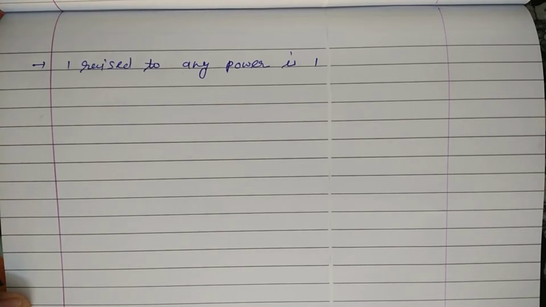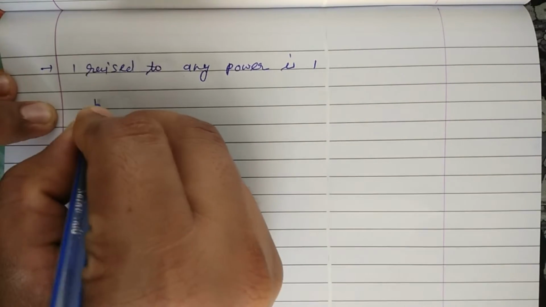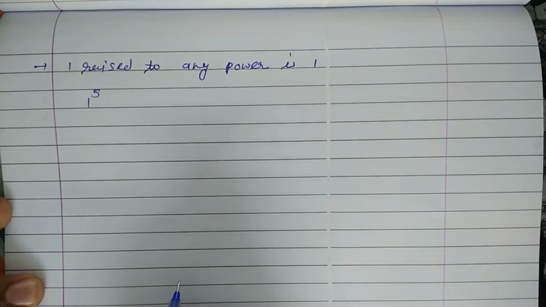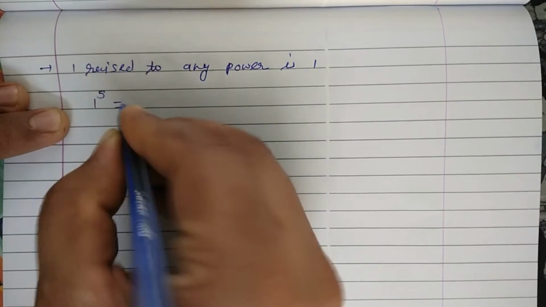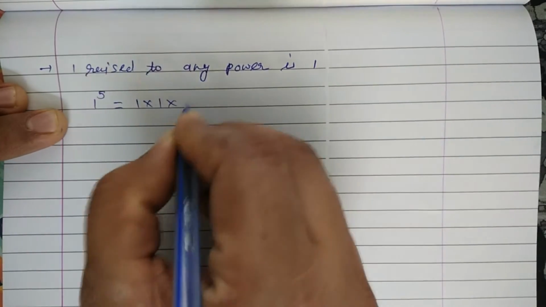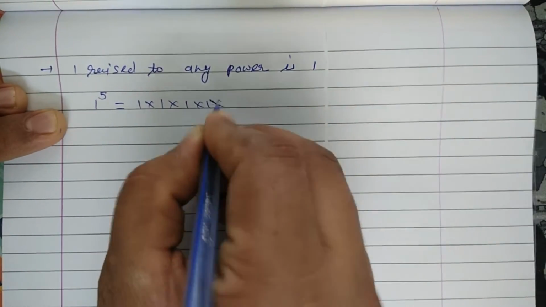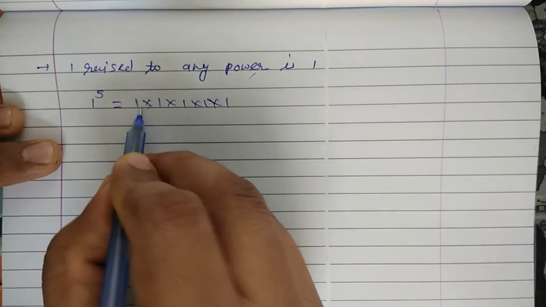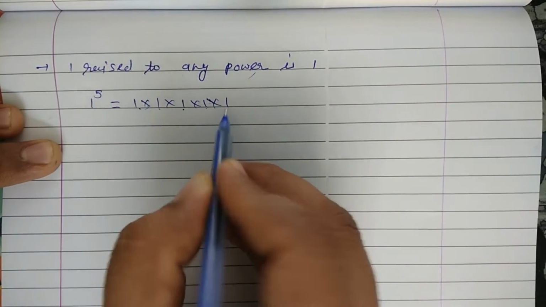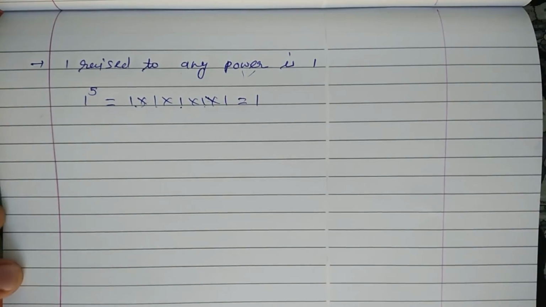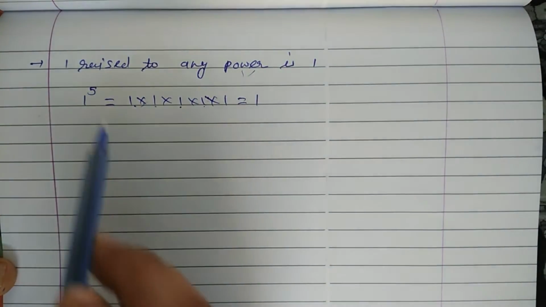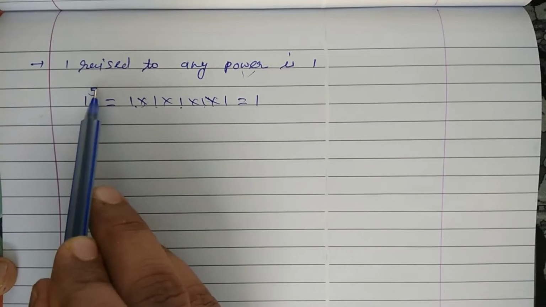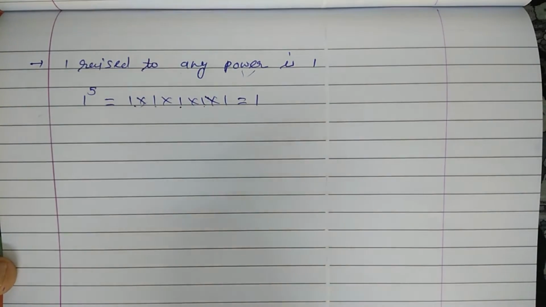You have to remember that 1 raised to any power is 1. For example, 1 raised to the power of 5. That is equal to 1 multiplied by 1 multiplied by 1 multiplied by 1 multiplied by 1. 1 multiplied 5 times, which is equal to 1 ones are 1, 1s are 1, 1s are 1, 1s are 1. So we will get the answer 1. That means 1 raised to any power, 5, 6, 7, whatever, we will get the answer 1.